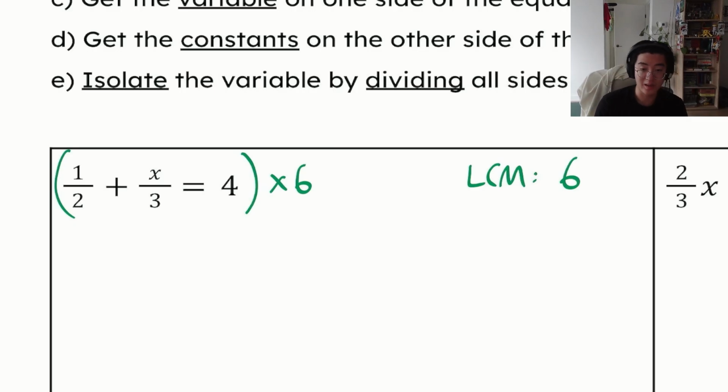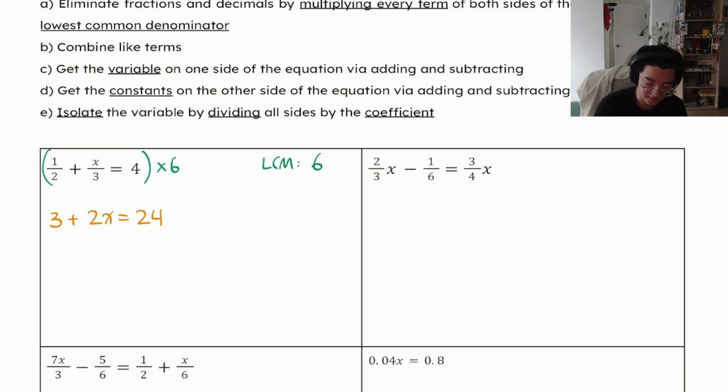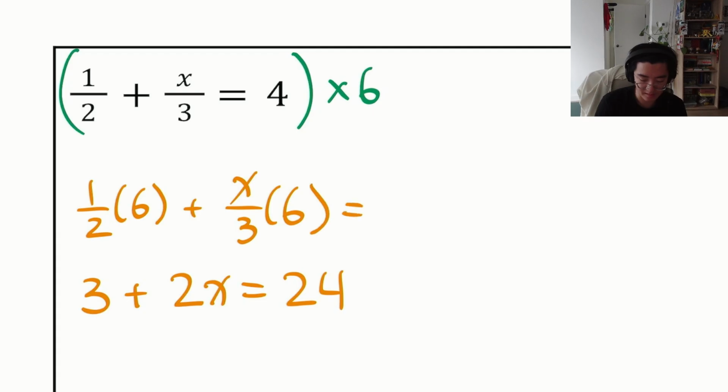So 1 over 2 times 6 is 3. x over 3 plus 6, or times 6, is 2 times x. 4 times 6 is 24. Okay, well I should probably just make it a bit more clear here, so I'm not skipping too many steps. Okay, so we're just doing 1 over 2 times 6 plus x over 3 times 6, and then 4 times 6.